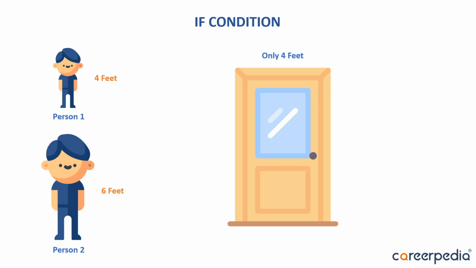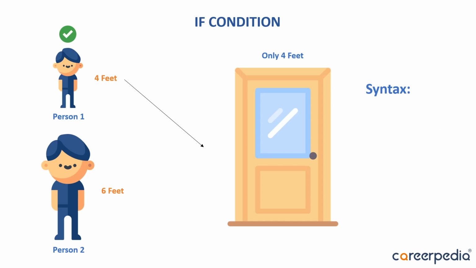So firstly, we'll check who can satisfy this condition. Person 1 is 4 feet tall, so he will satisfy the condition and can go through the door. But person 2 doesn't satisfy the condition because he is 6 feet tall, so he will not be able to go in that door. Similarly, if conditions work in the same way: if a condition is satisfied by any particular thing, then only we allow the task to complete, else we will not do it.